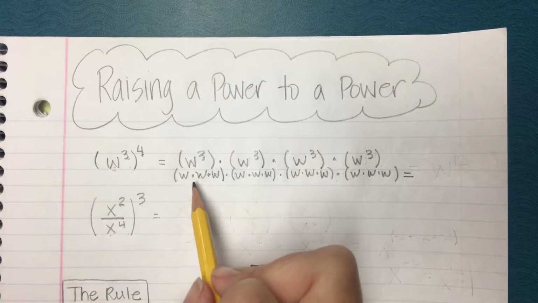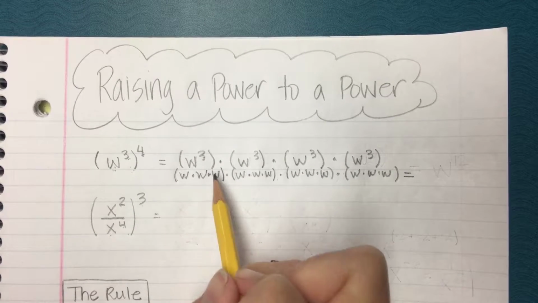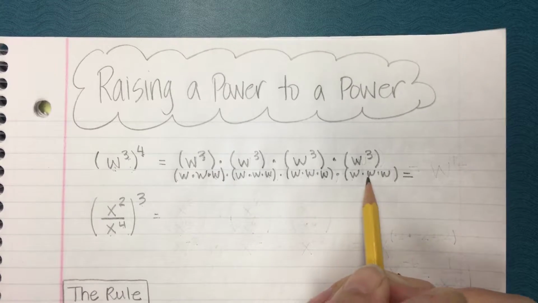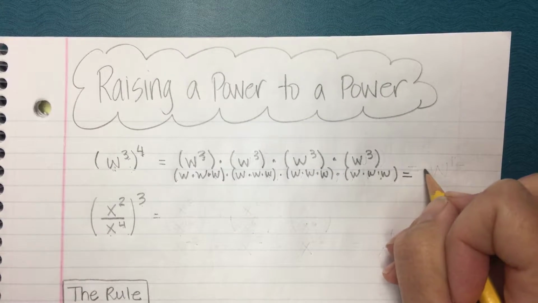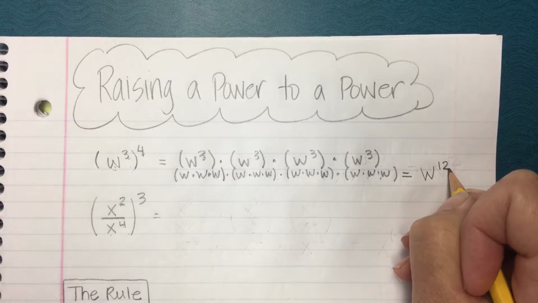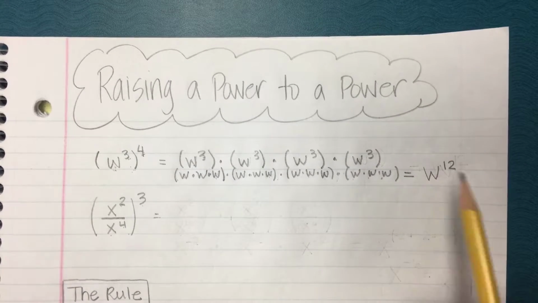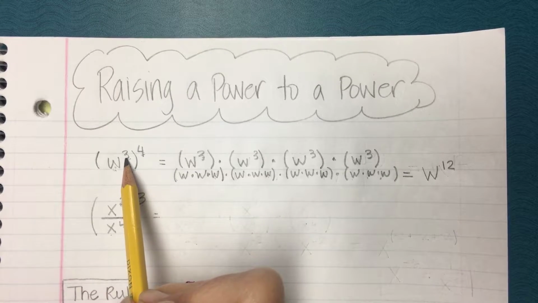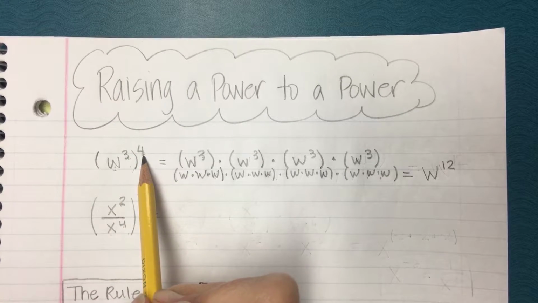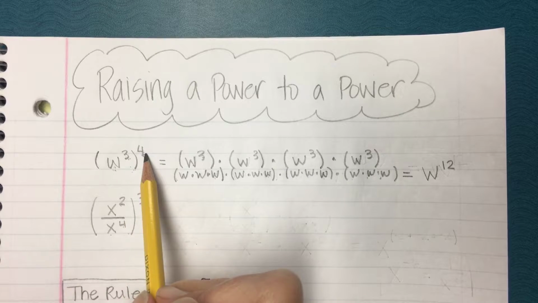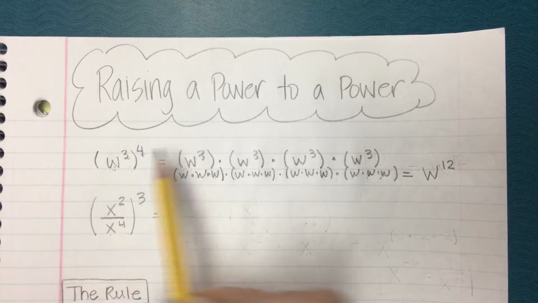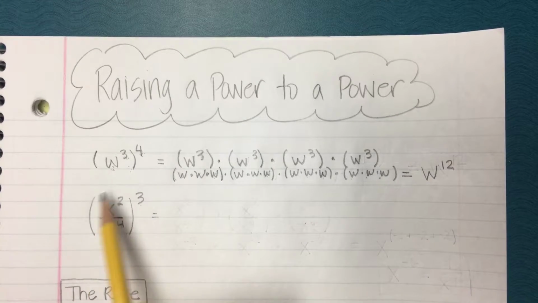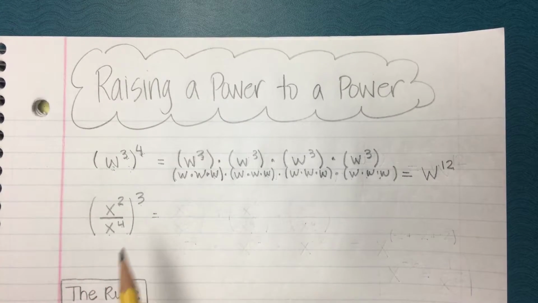Okay, so now let's go see how many W's we have. 1, 2, 3, 4, 5, 6, 7, 8, 9, 10, 11, 12. So that means my answer is W to the 12th power. Now I'm noticing that if my answer is 12, I had an exponent of 3 raised to an exponent of 4. If I do 3 times 4, what do I get? I get 12.